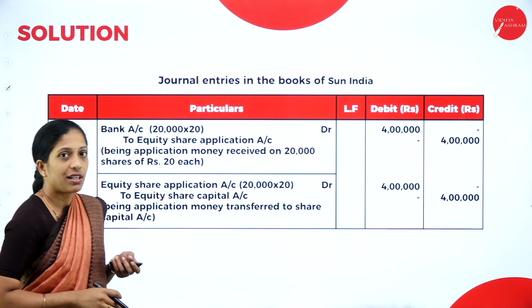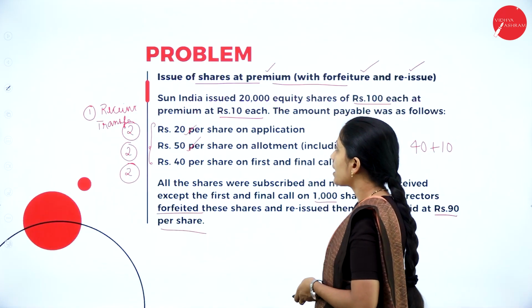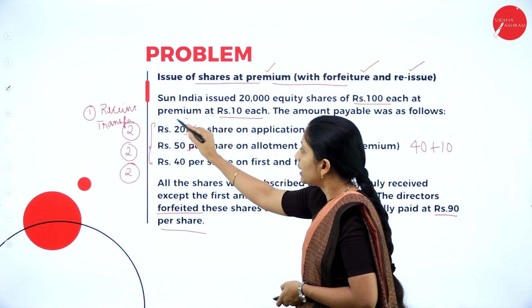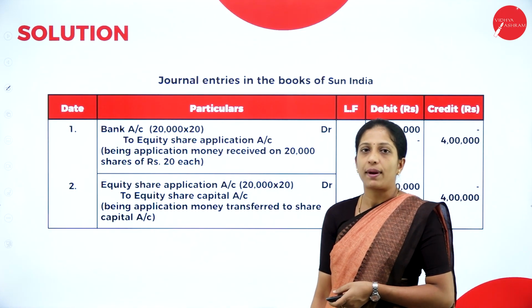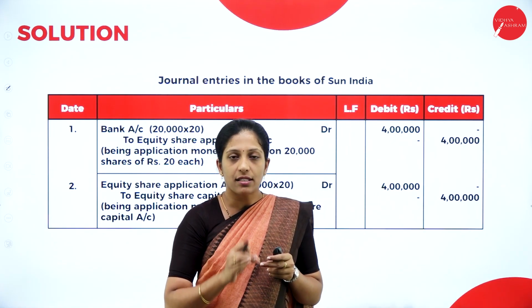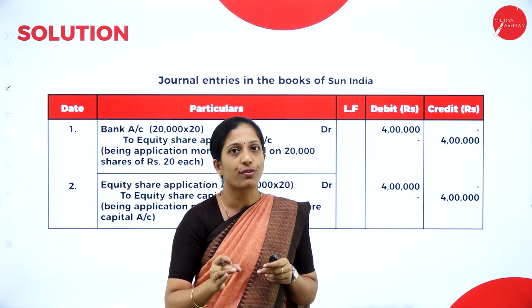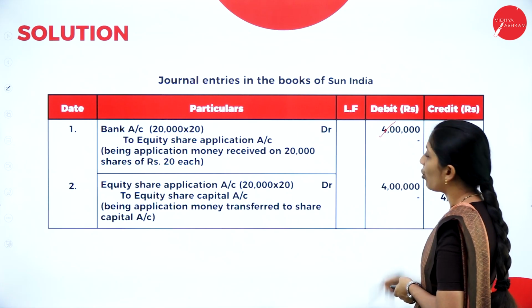Your entry will be bank account debit to equity share application account. What is the number of shares? 20,000, and the application money is 20 rupees. So 20,000 into 20, and the narration will be: being share application money received on 20,000 shares of rupees 20 each. So this amount will be 4 lakh.